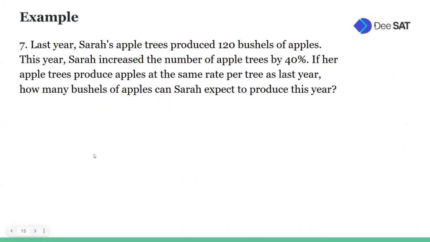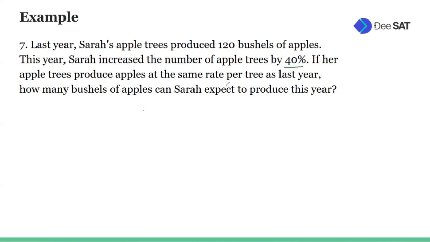Let's move ahead to the next question. Question number 7. The question says that last year Saraj's apple trees produced 120 bushels of apples. So there's a production of 120 bushels. This year, Saraj increases the number of apple trees by 40%. If an apple tree produces apples at the same rate per tree as last year, how many bushels of apples can Saraj expect to produce this year?